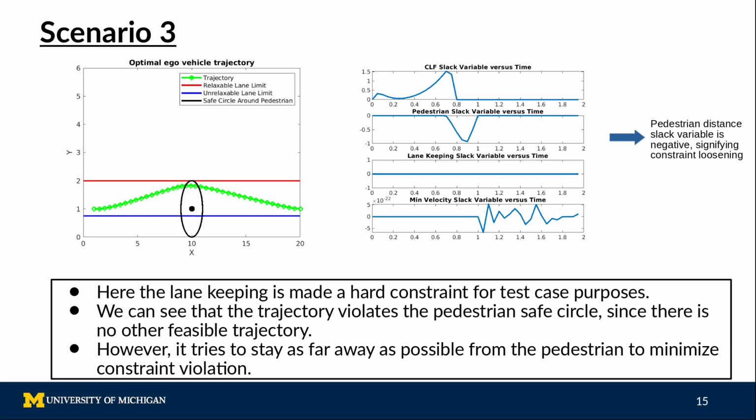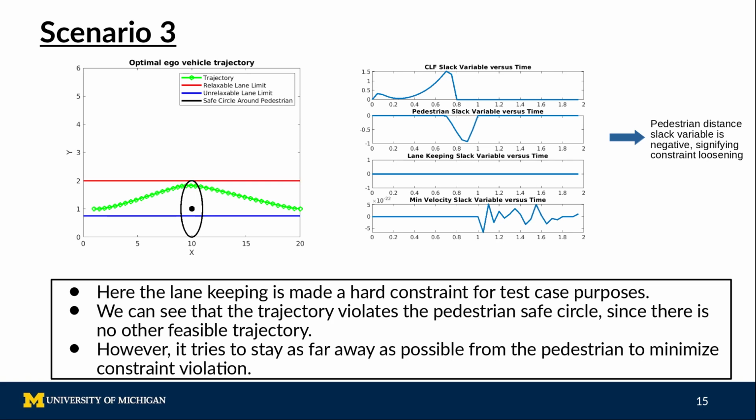So you can see that the trajectory violates the pedestrian safe circle, because there is no other feasible trajectory in this scenario, but it tries to stay as far away as possible from the pedestrian to minimize the constraint violations. And you can see that the pedestrian distance slack level is negative, so it signifies that there is a constraint loosening here.